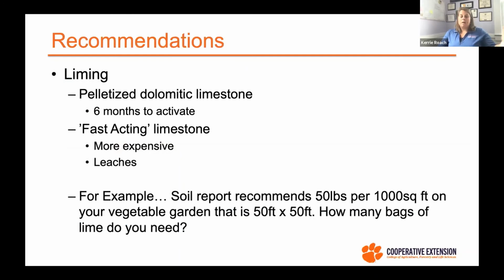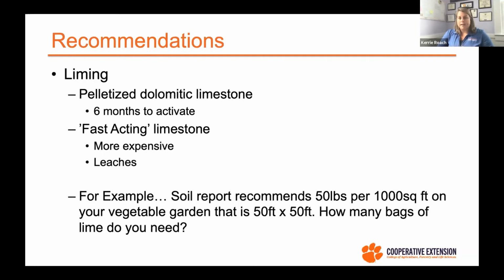So you've got all of these pieces of the soil sample report, but the question is, what do I do with it? The first one we talked about was your pH. Typically in the state of South Carolina, you're going to have to raise your pH. Like I said, most pHs are going to be low. You want them somewhere from 6 to 6.5 for most crop production. That's going to involve liming, whether it's pelletized dolomitic lime or fast-acting limestone.